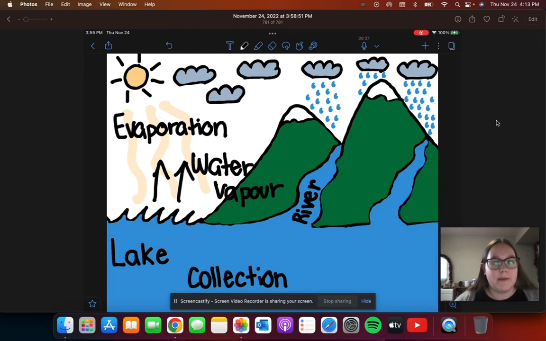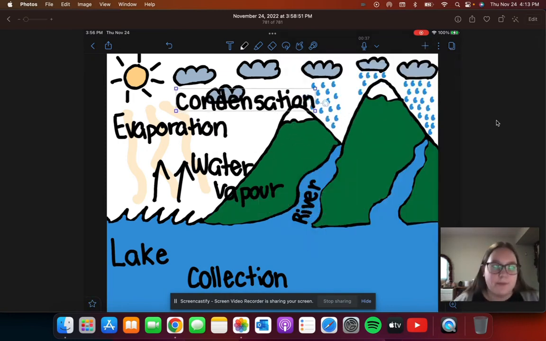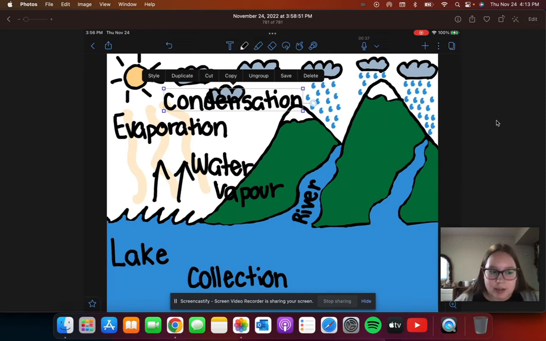All right, so during evaporation, our water vapor rises high up into the sky, and it begins the process of condensation. During condensation, our water vapor condenses and it groups together to form clouds. Unfortunately, that means our clouds are not made of fluffy cotton candy, just boring condensed water vapor, but that's okay. Once our clouds are full of condensed water vapor and they just can't hold anymore, precipitation happens.